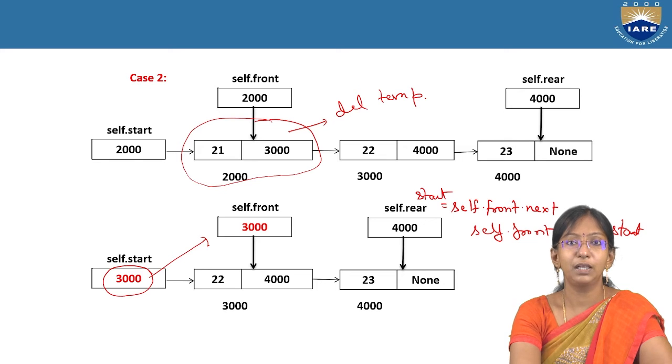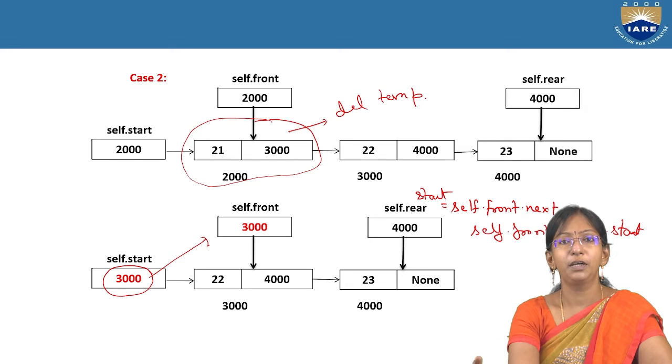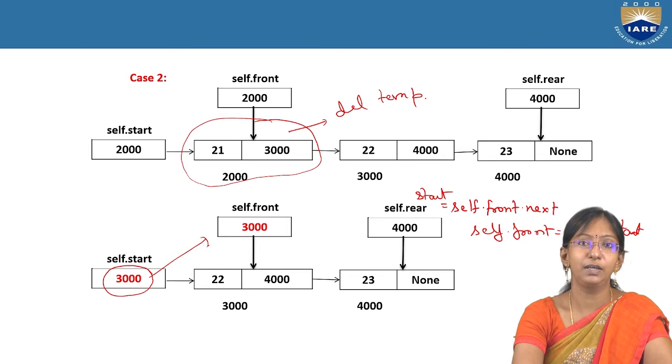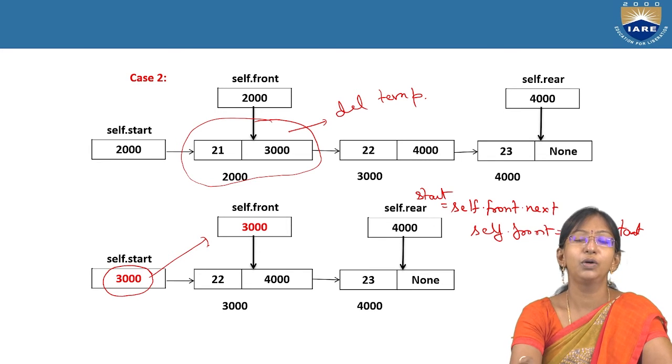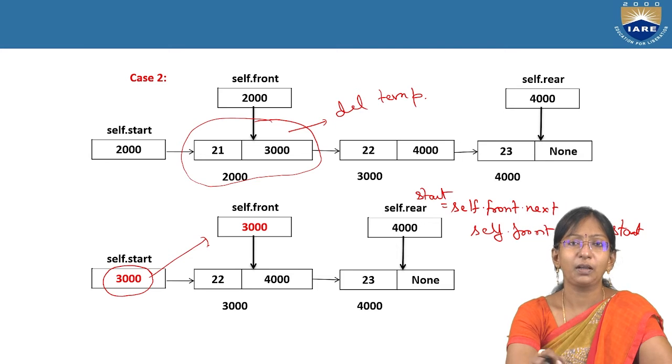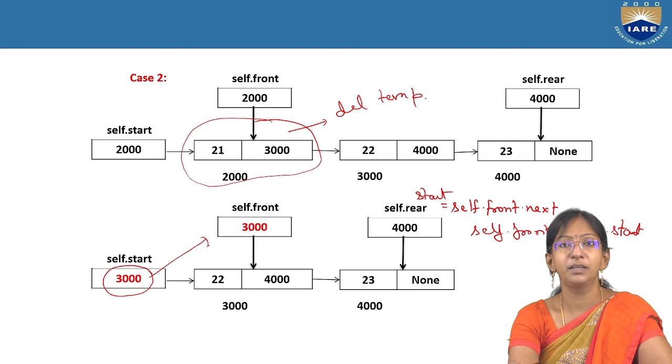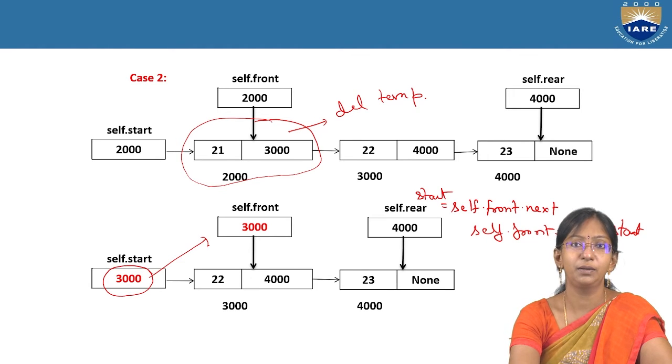So once you remove that element, you have to bring front and rear to their default values, which is none. The third case is where the queue has a handful of elements. So what you have to do is make the next element's address of the front stored in start, so that start points to the second element, and make the second element the new front element and delete the old front element.